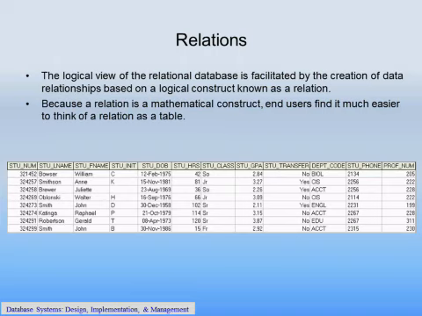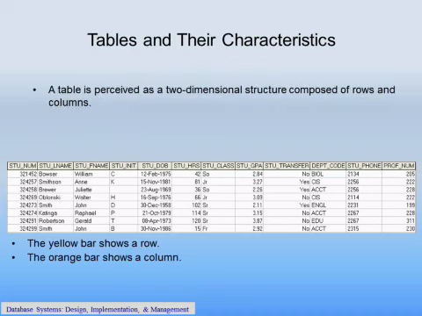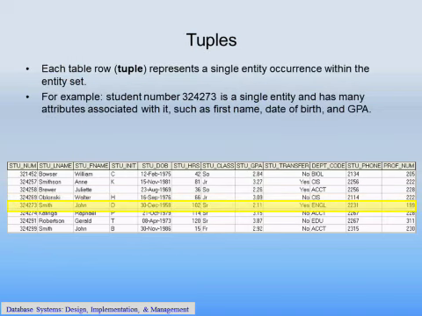You will discover that once you understand the requirements of a relational table, it is possible to spot and define some entity relationships using a table view of the data. Relational tables are two-dimensional, meaning that they are composed of rows and columns. Each table row, also called a tuple, represents a single entity occurrence within the entity set.